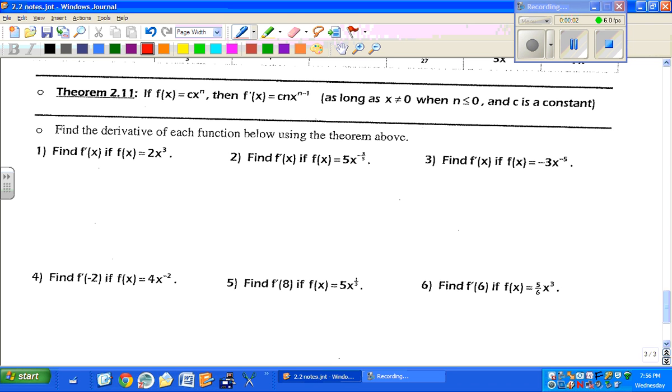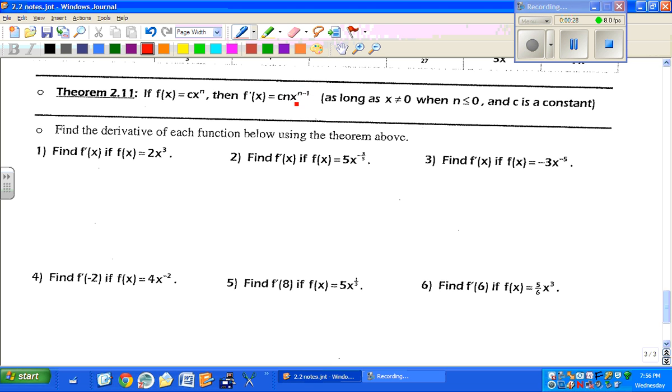Alright, almost done with notes. Last section. Theorem 2.11 gives us kind of an extension of the power rule. What this is saying is if we have a constant in front of our function, a constant in front of x to a power, when we take our derivative, we can basically keep that constant out in front and bring that exponent down and multiply with the constant and subtract 1 from the exponent.